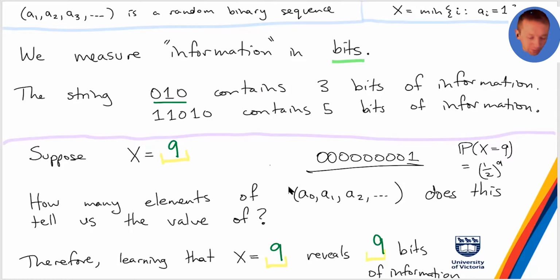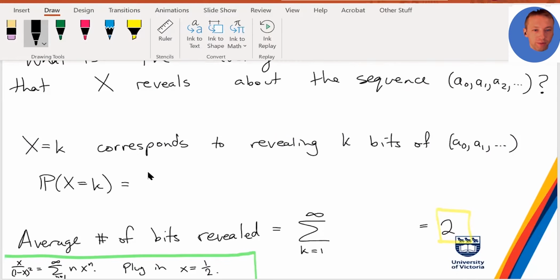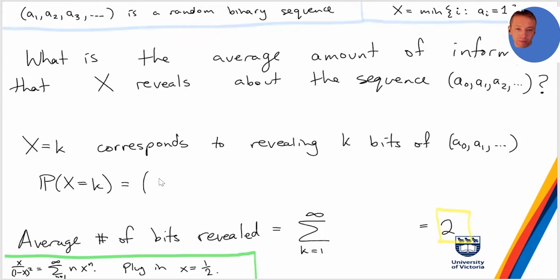Okay, so if we are measuring information in bits, now we can answer this vague question: on average, how many bits of information does the value of x reveal to us? We did this with one example, but x equals k corresponds to revealing k bits of information, and the probability that x equals k is 1/2 to the k. So on average, you have to take the sum, k equals 1 to infinity, of k times 1/2 to the k. That's how you compute averages.